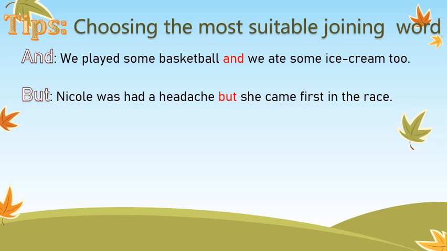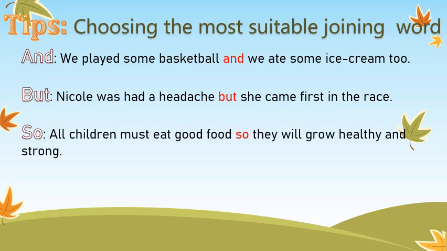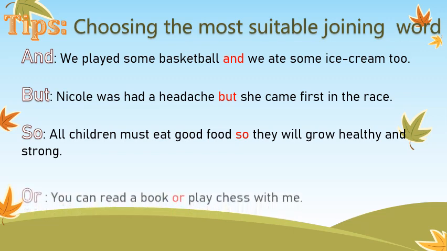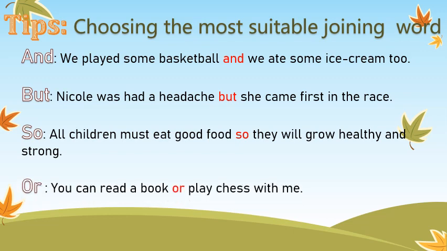We go to the next one, "so". We use "so" when the first part of the sentence shows its results in the second part of the sentence. All children must eat good food. So, which means the result will be they will grow healthy and strong.